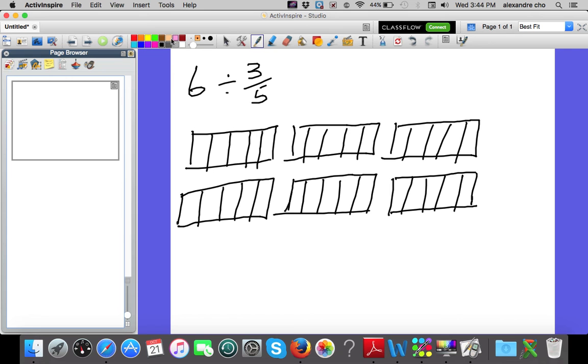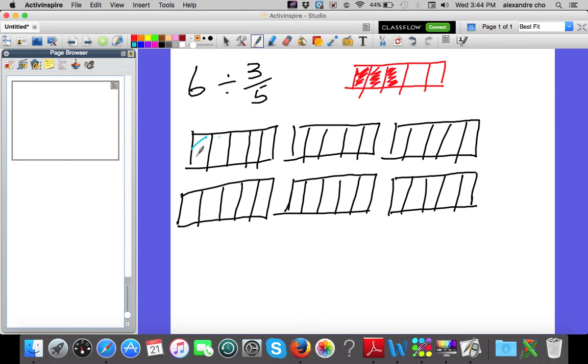Okay, so let's take a color here. So you have 6 whole chocolate bars. So this is what you're interested in. This is your whole chocolate bar, and you want to make pieces that are of this size, 3/5. So how many times can you cut 3/5 out of all of these?